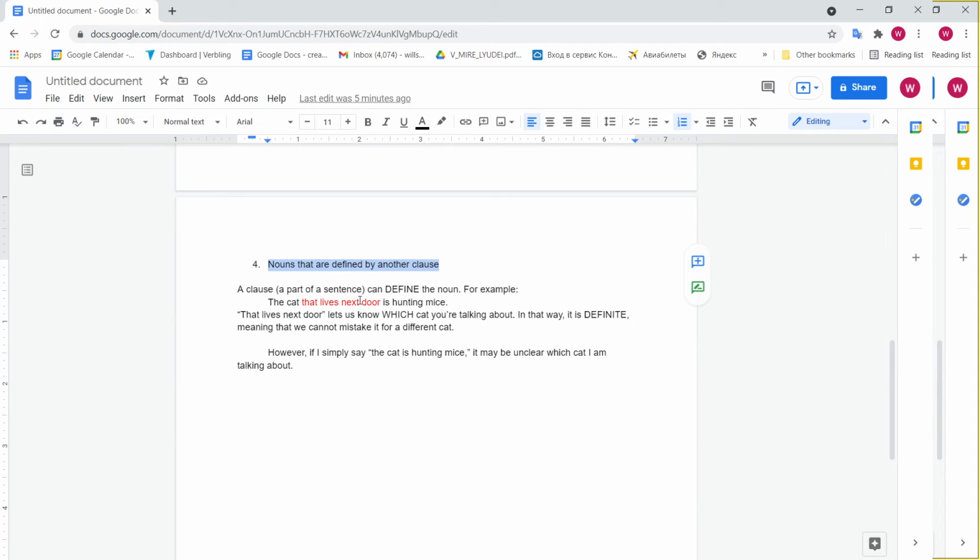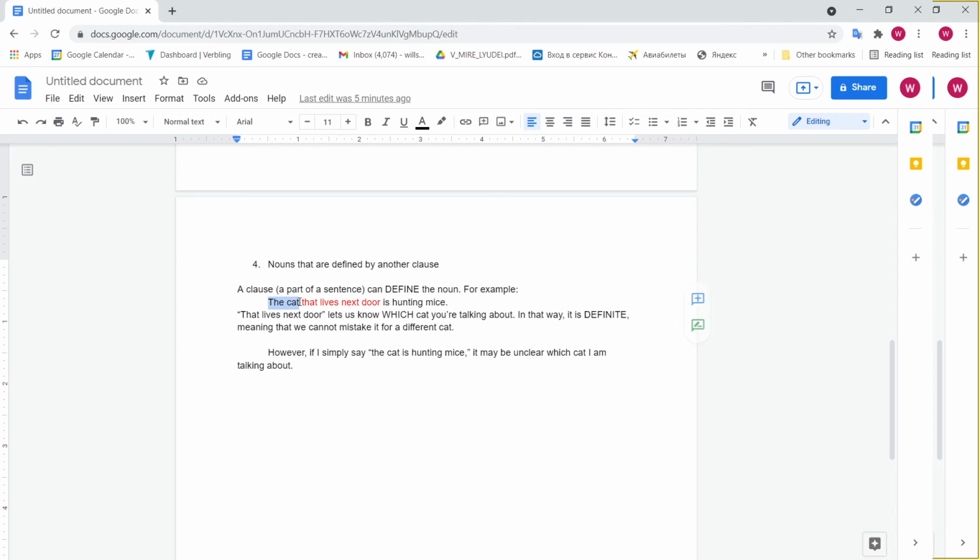So again, when we talk about articles, what we're always doing is making sure that the noun is defined or definite, however you want to think about it. So a clause, which is just a part of a sentence, you don't have to worry about the different kind of clauses right now, can define a noun. So we can say the cat that lives next door, yeah, using that to trigger a clause, is hunting mice.